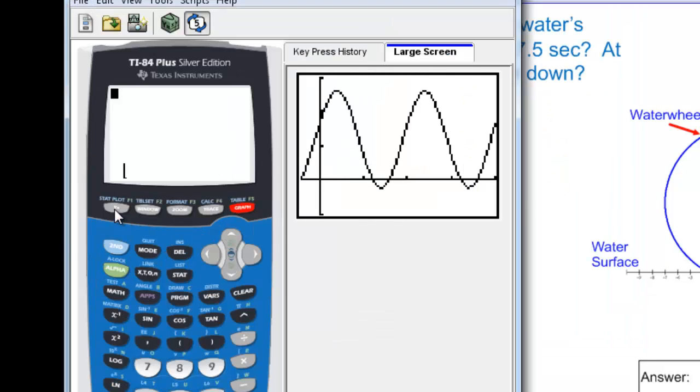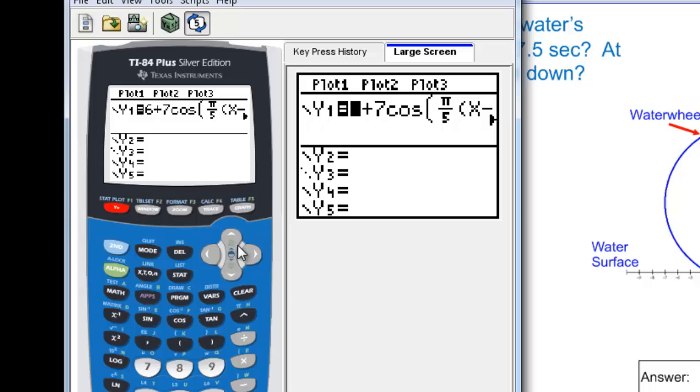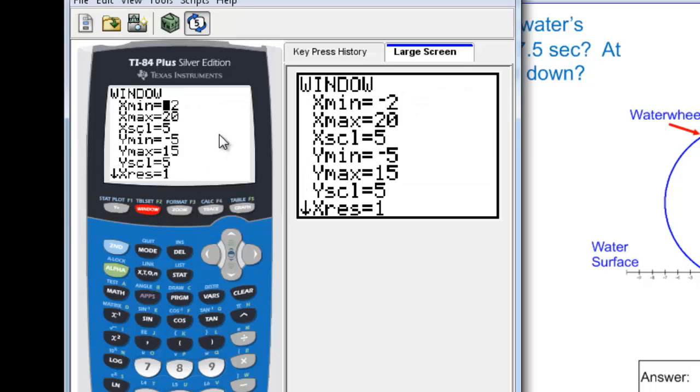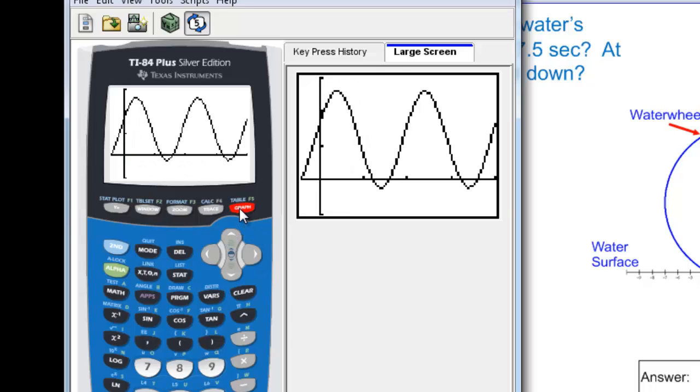So what I've done is I've put the equation that we came up with, 6 plus 7 cosine pi over 5 times t minus 2, or x minus 2 for our calculator, and I've graphed it in a window that includes that 17.5 seconds along the x-axis and allows us to go up to the top and bottom of our water wheel. So if we look at our graph, we see the motion of P across time.